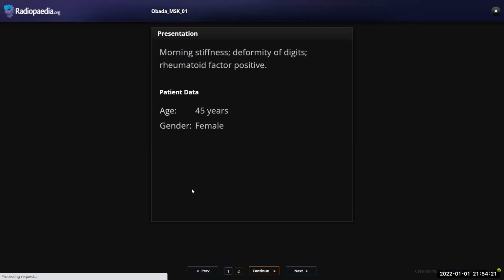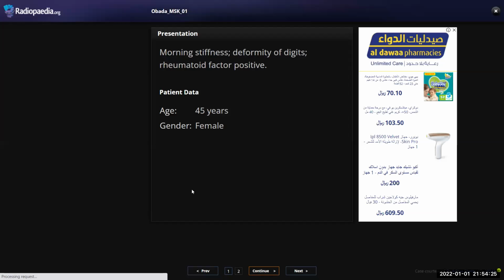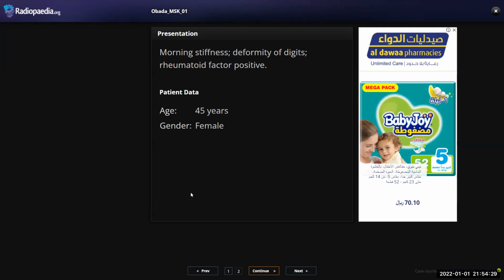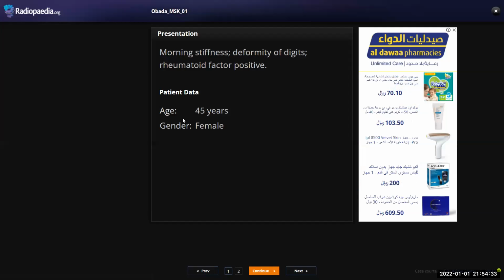Sorry, so this would be the last case, okay? Thank you. Morning stiffness, deformity of digits, rheumatoid factor positive. Yeah, 45 years old female.